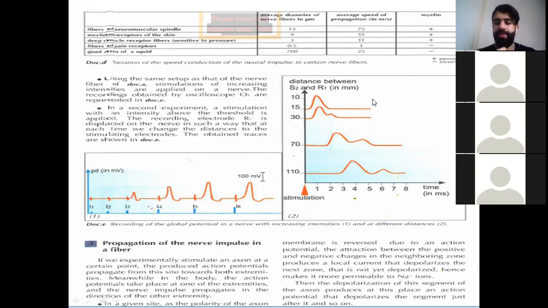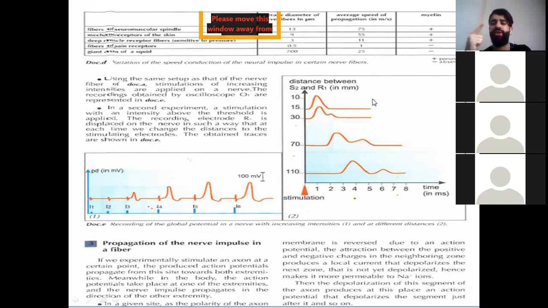Yes, let's say the speed of propagation depends on the diameter. Okay, first of all, it depends on the diameter. Maybe they have different diameters. The nerve fibers have different diameters inside this nerve. So we have different diameters. This is the first logical reasoning.